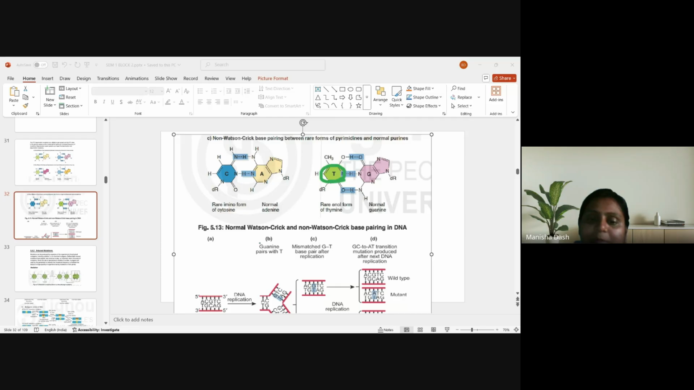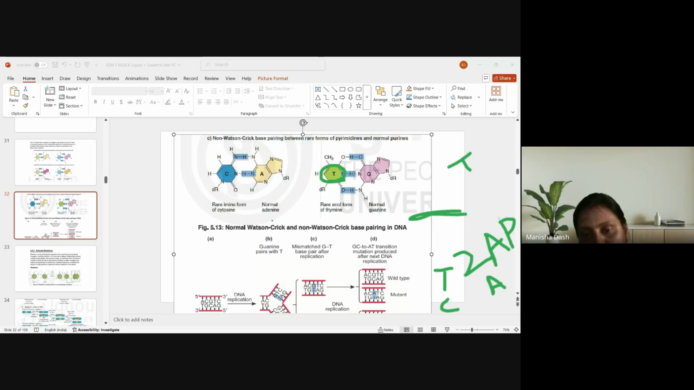The similar concept is applicable to 2-aminopurine, where the 2-aminopurine is actually a structural analog of adenine. Like 5-bromouracil is the structural analog of thiamine, 2-aminopurine is the structural analog of adenine. Okay. So similarly, 2-aminopurine can normally pair with thiamine, and again in the rare form it can also mispair with cytosine, leading to AT to GC as well as GC to AT transition mutations.